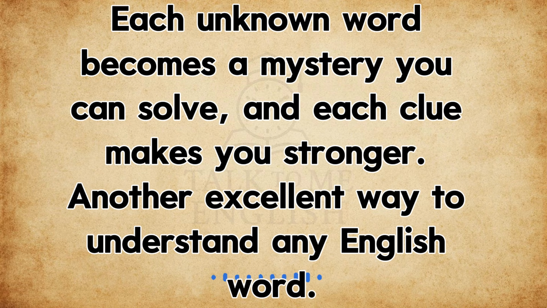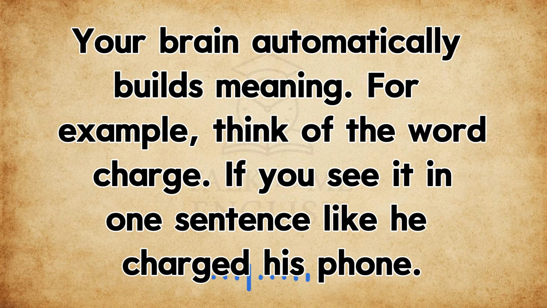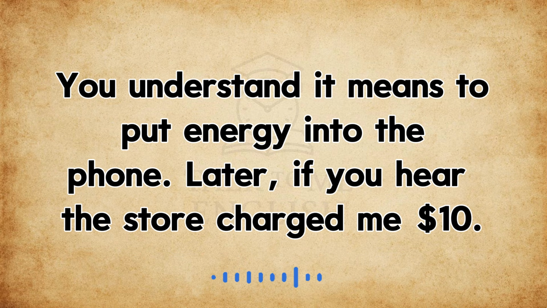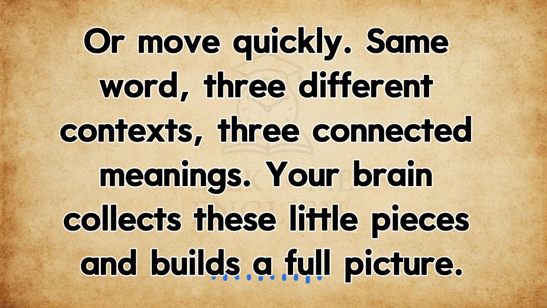Another excellent way to understand any English word without a dictionary is through repetition in different situations. When you meet the same word in several contexts, your brain automatically builds meaning. For example, think of the word charge. If you see it in one sentence, like he charged his phone, you understand it means to put energy into the phone. Later, if you hear the store charged me $10, you realize it also means to ask for payment. Then, if you read the soldiers charged forward, you notice it means to rush or move quickly. Same word, 3 different contexts, 3 connected meanings.